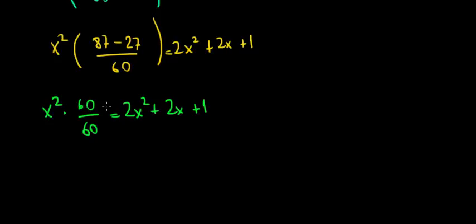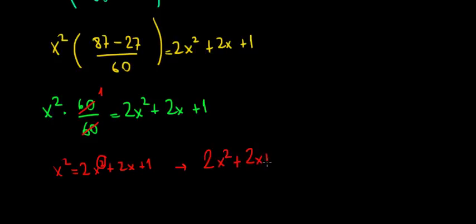What's 60 over 60? Well, that's just 1. 60 and 60 cancel out and we have 1. So we have x squared equals 2x squared plus 2x plus 1. Look here, we have x squared, which means we can write it as a quadratic equation. So we would have 2x squared plus 2x plus 1, and let's take x squared to the other side with a negative sign. So minus x squared equals 0.